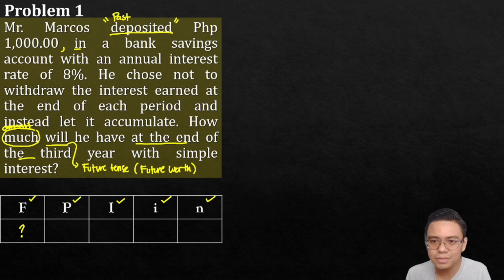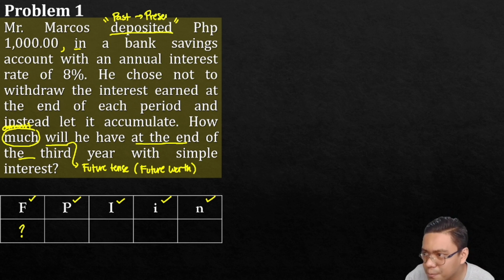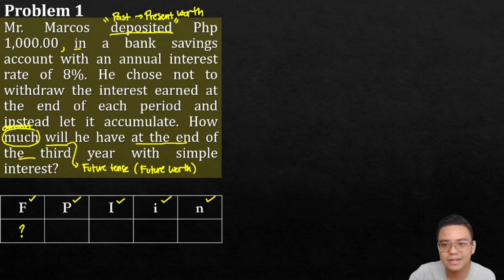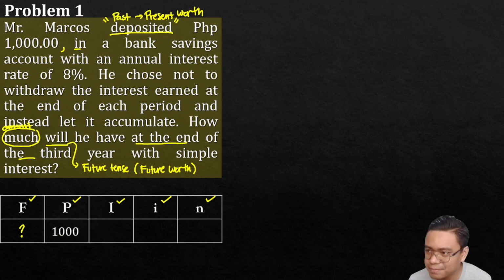Alright? Now, how do we reconcile this one? Because when it comes to economics, we do not have past worth. We only have present worth and future worth. So, how do we reconcile this thought? Every time you encounter a verb in past form, most of the time, depending on the context, in this particular context we know that it is referring to the present worth. So, we consider present worth here based on the context. Again, we have no past worth, only present worth and future worth. So, our P is 1,000 pesos.